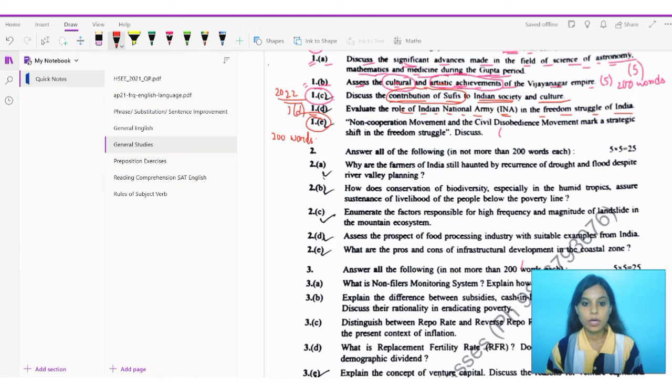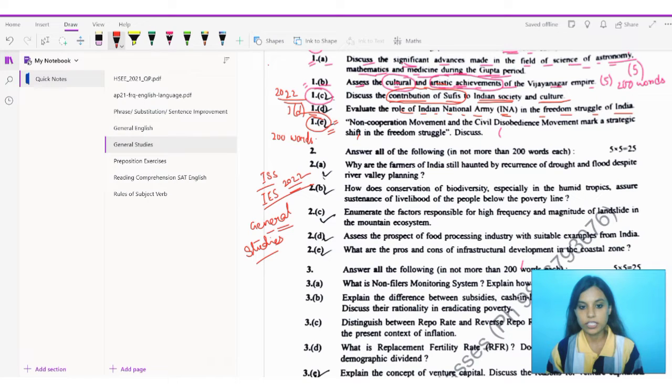Now, you all must be wondering from where I have just picked up the 1E question. This is from the ISS and IES paper of 2022, from the General Studies paper. If you have been following my earlier videos, you might have noticed that I have been discussing one question per video. So in today's video, we are going to discuss 1E, from the General Studies paper of 2022.